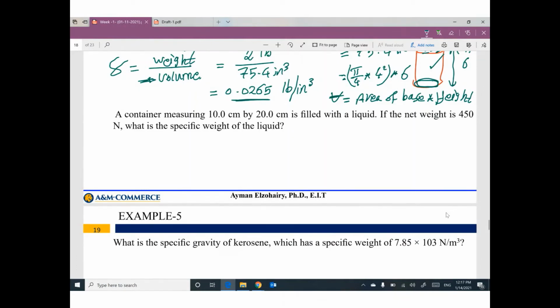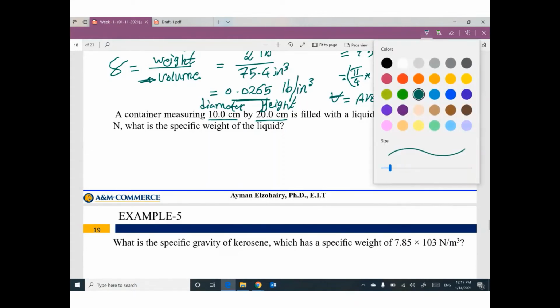We have something missed here, I believe. A container measuring 10 centimeter by 20 centimeter is filled with liquid: 10 centimeter diameter and 20 centimeter height. If the net weight is 450 Newton, what is the specific weight of this liquid? The same steps.